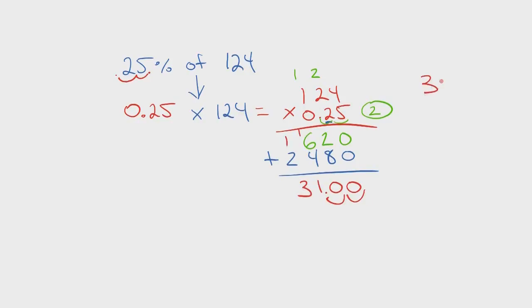And I get an answer of 31. And again, that is perfectly fine to solve it this way. But here is a shortcut. You know 25% is out of 100.